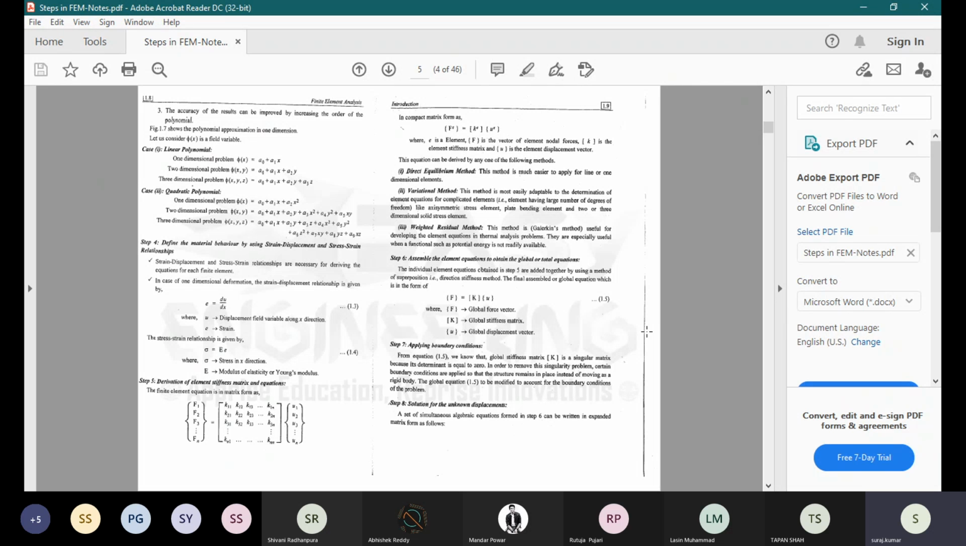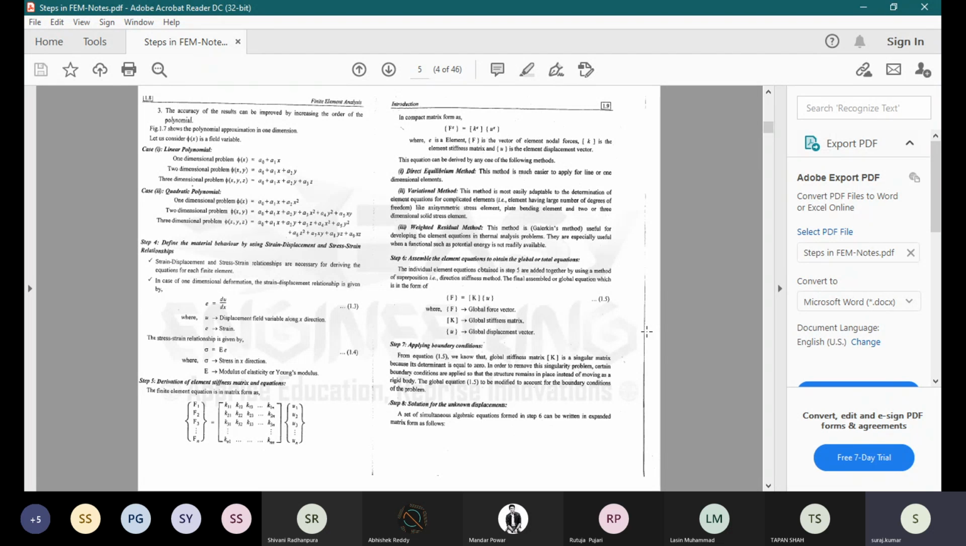So for the development of the stiffness matrix, there are a number of ways. Direct equilibrium method, that we have already discussed in the previous introduction to the linear algebra. There also we have discussed that. Now the variational and weight-based methods are a little bit complex, but yes, we have to go through them. We don't have any other option.